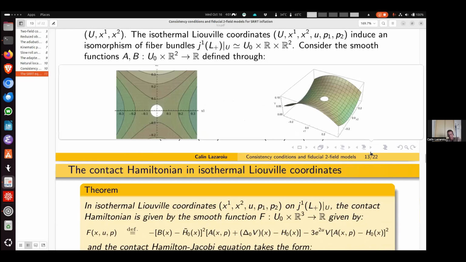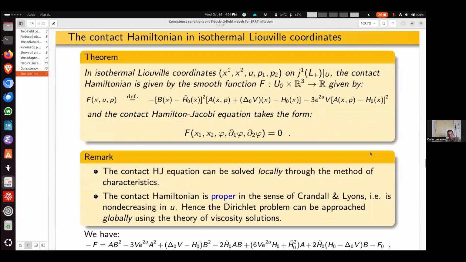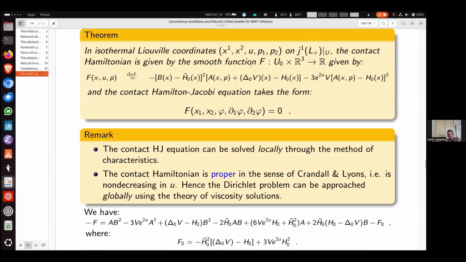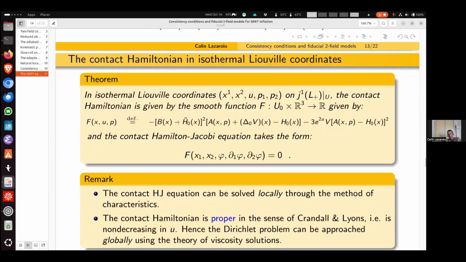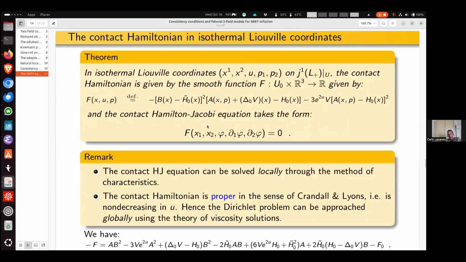And you notice that they give a linear transformation which is non-degenerate for any point in U naught and has this inverse. And finally, you can prove the following theorem: in isothermal Liouville coordinates on J1 of L plus restricted to U, the contact Hamiltonian is given by the smooth function f defined on U naught cross R3 valued in R given by the following expression, where I defined A and B before. It's a very complicated expression. And the contact Hamilton-Jacobi equation takes the standard contact Hamilton-Jacobi form.